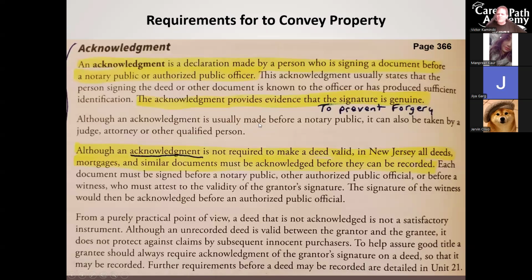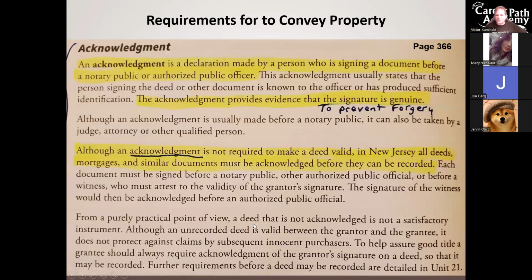Although an acknowledgement is usually made before a notary public, it can be taken by a judge, attorney, or other qualified person. And although an acknowledgement is not required to make a deed valid, in New Jersey, all deeds, mortgages, and similar documents must be acknowledged before they can be recorded in the public records. So each document must be signed before a notary public or other authorized public official, or before a witness who must attest to the validity of the grantor's signature. The signature of the witness would then be acknowledged before the authorized public official as well.